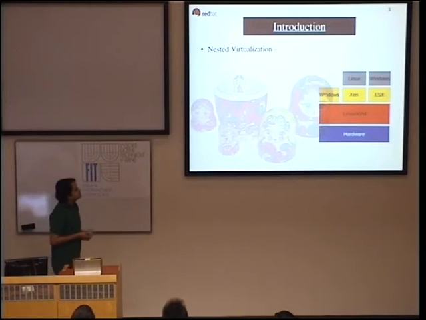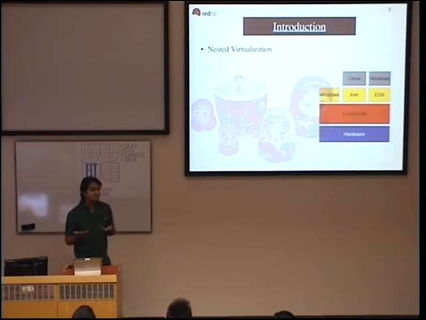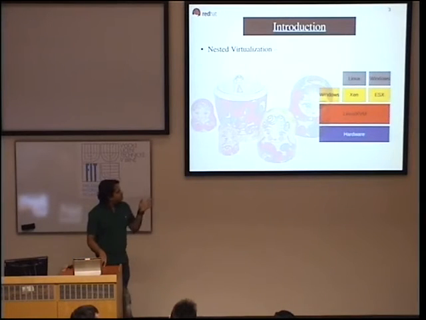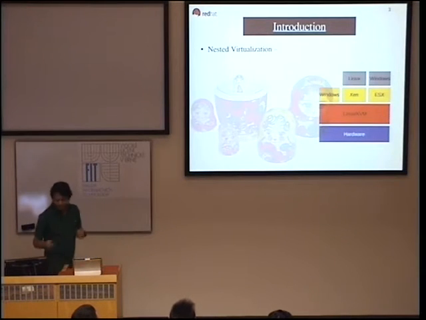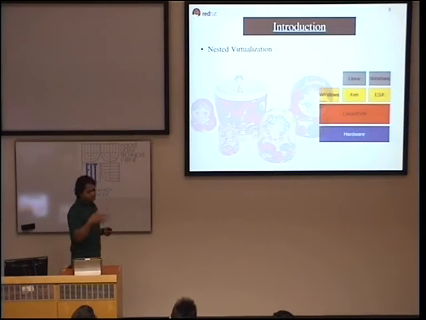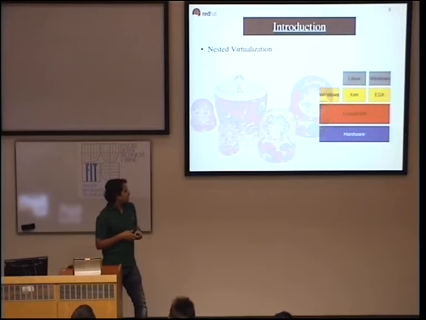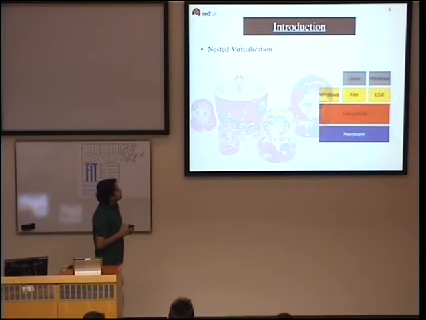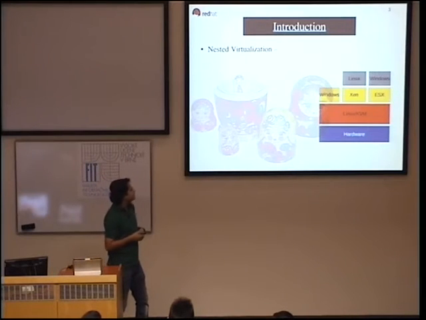So what is it? As the name says, it lets you run a hypervisor inside a hypervisor, or on top, if you will. And in the figure to the right, we have KVM, the hypervisor that's actually running on top of hardware. And KVM then tries to launch some guests, which, as you can see in yellow, are Windows, Xen, and ESX over here.